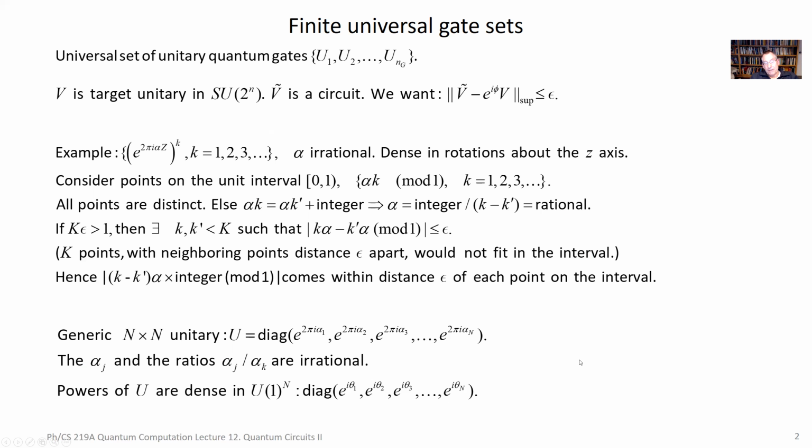So a generic unitary, in the case of U(N), the unitary is acting on a capital N dimensional space. If I start taking powers, I can get as close as I want to any element of U(1) to the N, that is, any element of this form, as long as that's a generic unitary and all of the angles are relatively irrational, as is the case for a generic unitary.